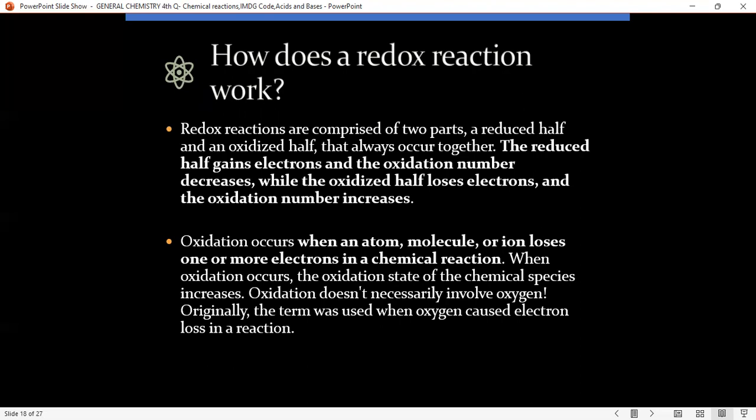Class, you have to remember that when we say oxidation, it doesn't necessarily involve oxygen. It's just that this is how it was named, oxidation, because originally the term was used when oxygen caused some of the electrons to be lost in a reaction. Okay, so that is why it is called oxidation.